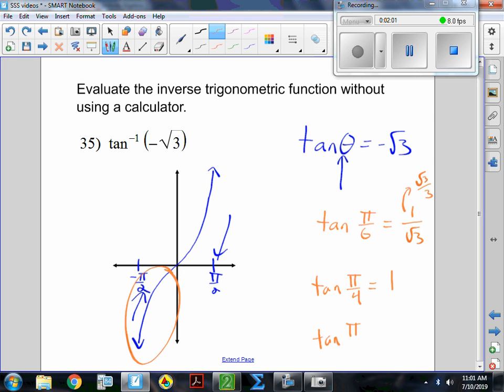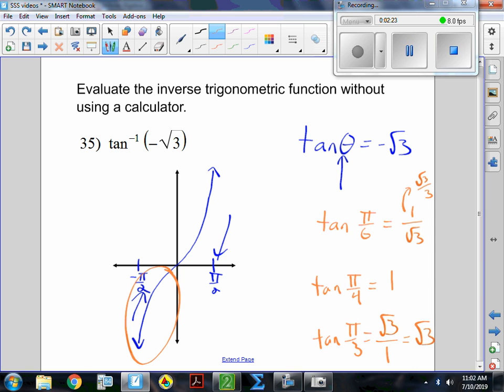Tangent of pi over 3, in a 30, 60, 90 triangle, pi over 3 is 60 degrees. The 60-degree angle is opposite the middle length side of the three sides of the triangle, so it's opposite the root 3, and the adjacent would be 1. So I need to know those values pretty well. So tangent pi over 3 gives me root 3.